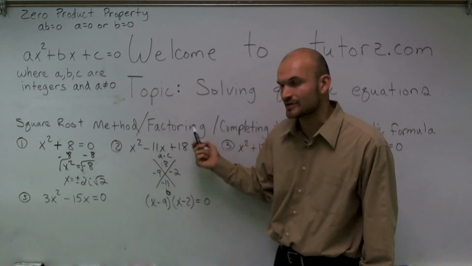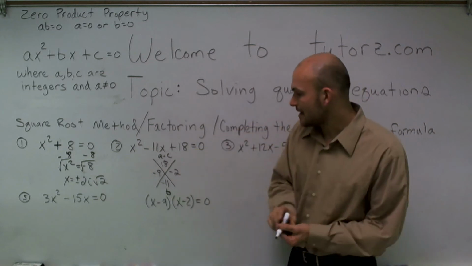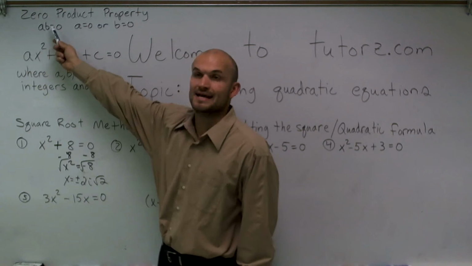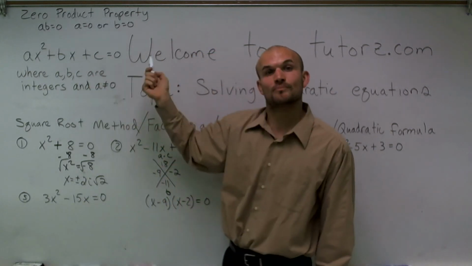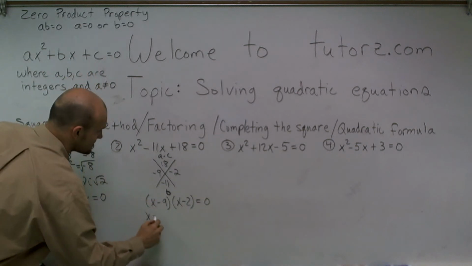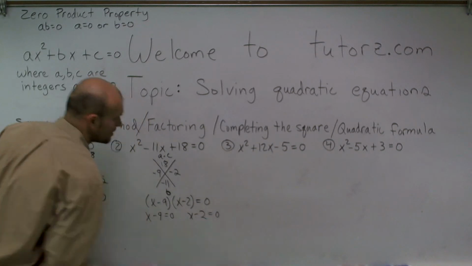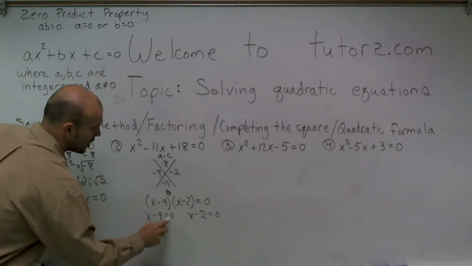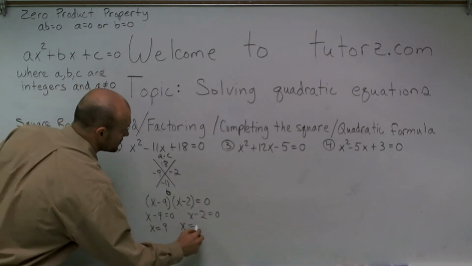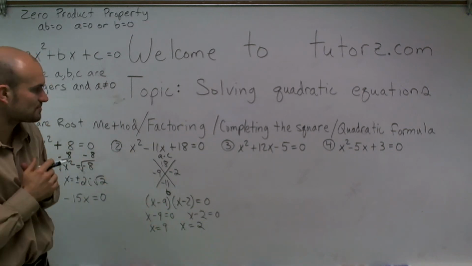So here, factoring works. I can factor it into two binomials. Then I can use the zero product property, which states that whenever you have a times b, you have a equals 0 or b equals 0. Therefore, I can write this as x minus 9 equals 0, or x minus 2 equals 0. When I solve for x, I get x equals 9 and x equals 2. Those are my two answers for problem number 2.